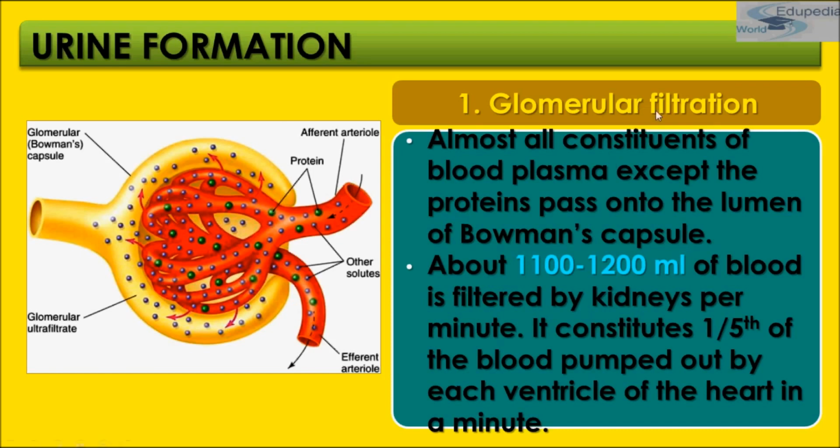Ultrafiltration is also known as glomerular filtration, students, so don't get confused. Here, Bowman's capsule acts as an ultrafilter. The main structures involved are the visceral epithelium of Bowman's capsule and the glomerulus. The wall of glomerular capillaries is made up of a single layer of cells called endothelium, which I have already taught you.